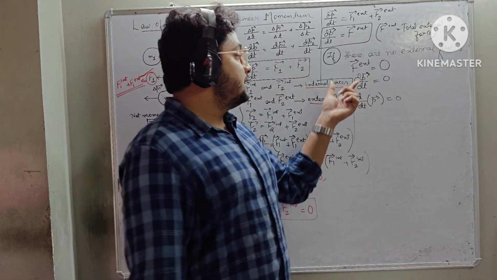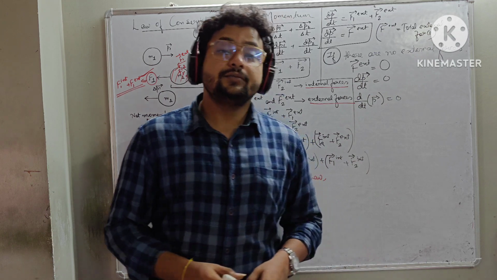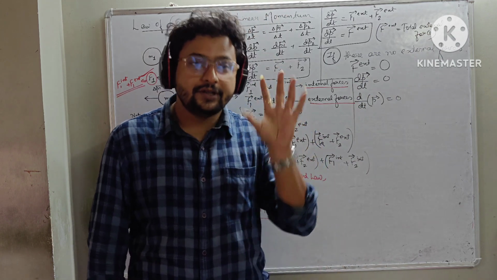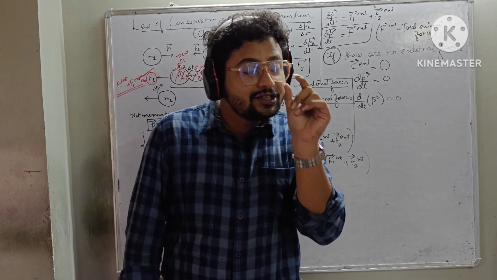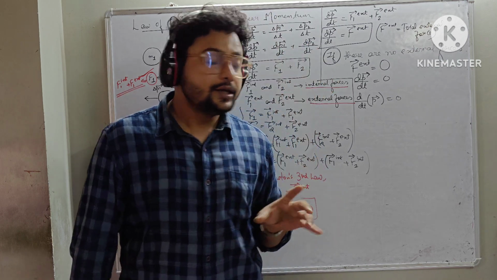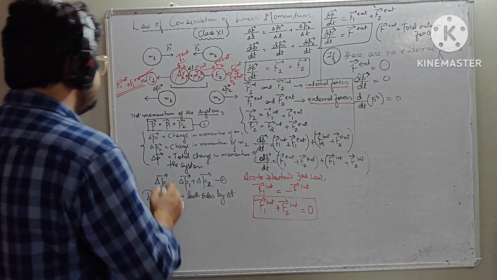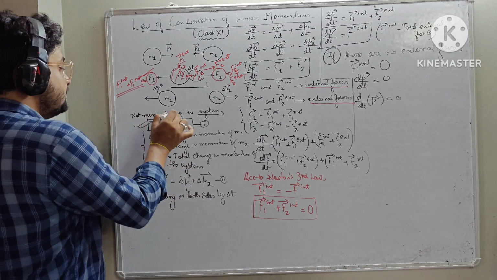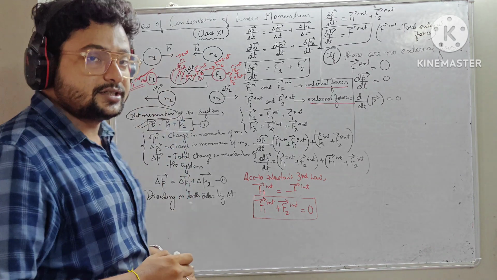What is the meaning of dP/dt? dP/dt is the rate of change in momentum, change in momentum divided by time. So the change in momentum is 0. Remember what was P? P was the total momentum of the system.